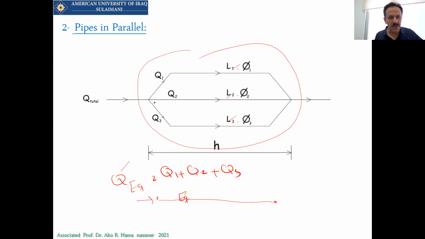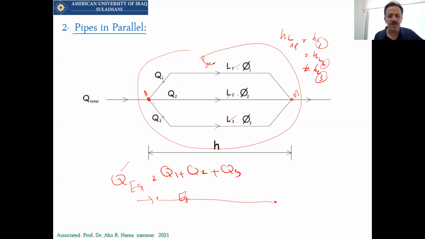Now what we have here in the series, in the parallel pipes, the difference between the head loss between this point A, for example, and B, the head loss from A to B, will be equal to the head loss of pipe 1, it will be equal to the head loss in pipe 2, and it will be equal to the head loss in pipe 3.